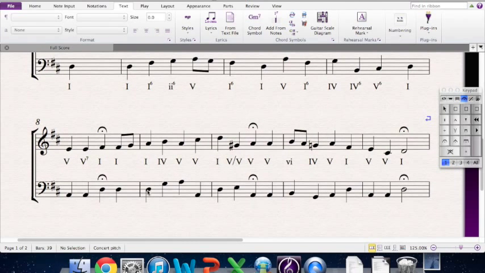Now we have the 1 4 5 5 1. I think I'm also going to do a 5/7 here. This is a very common bass movement, and I think it's a good one. Then we go back to this.